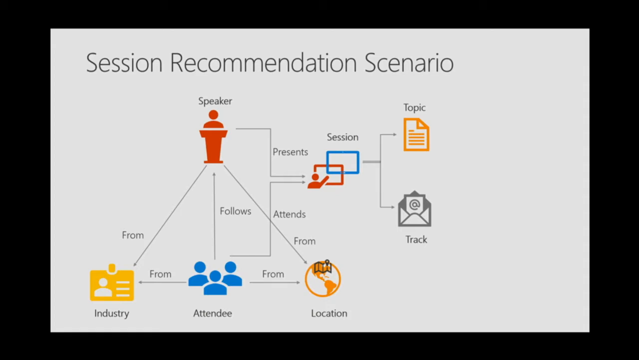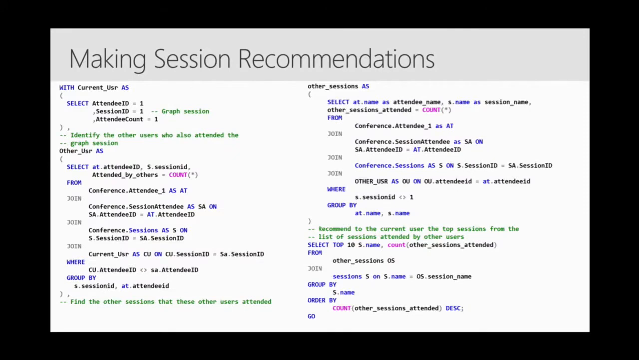Making session recommendations, you can do this with a relational database, right? We're relational. Why do we need anything else? So you find the Graph session up at the top, identify other users who attended the Graph session. So you went to the Graph session. Who else went to the Graph session? So that's the first section. And then you find other sessions that those users attended. So you go a couple hops. And then you sort by the number of people that recommended each session and present that top 10 list.